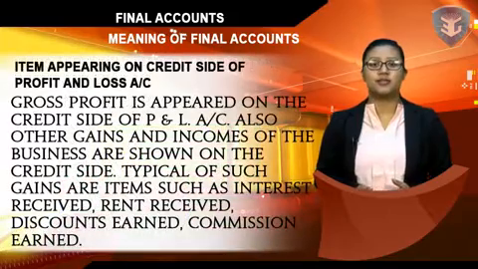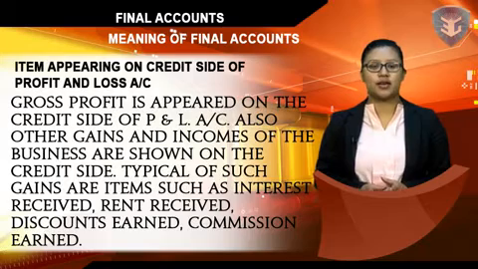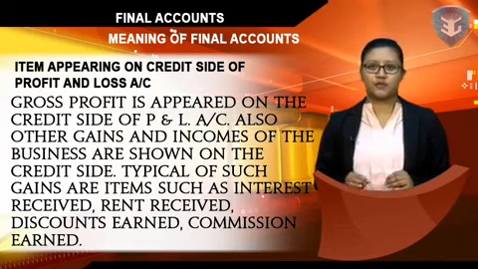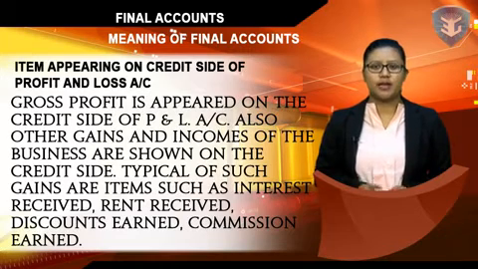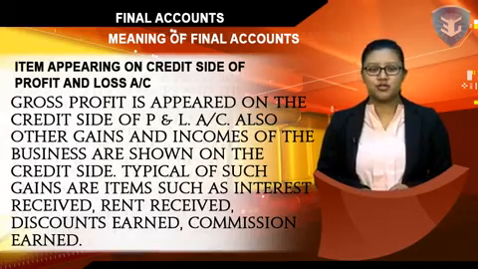Items appearing on the credit side of the profit and loss account. Gross profit appears on the credit side of the profit and loss account. Also, other gains and incomes of the business are shown on the credit side. Typical of such gains are items such as interest received, rent received, discounts earned, and commissions earned.